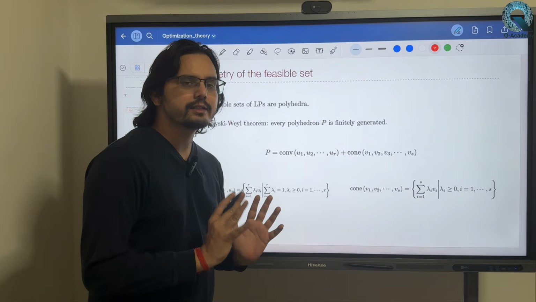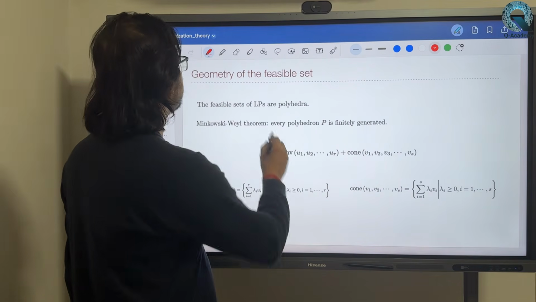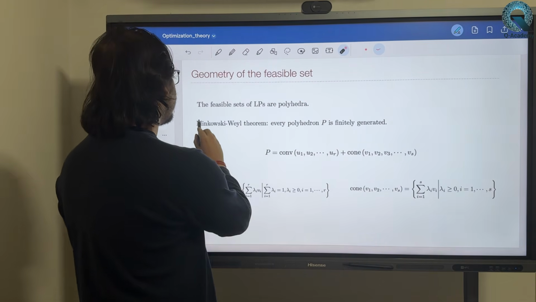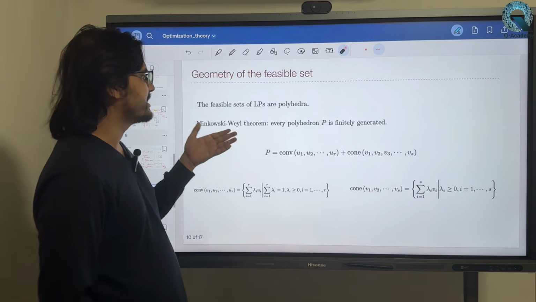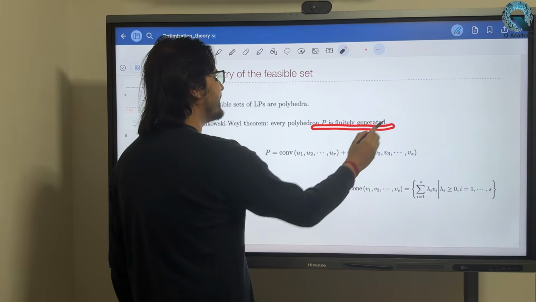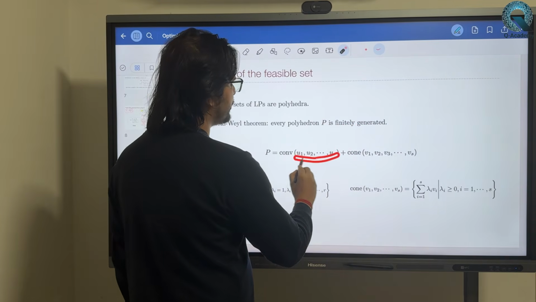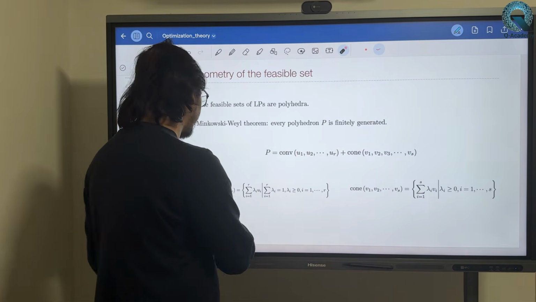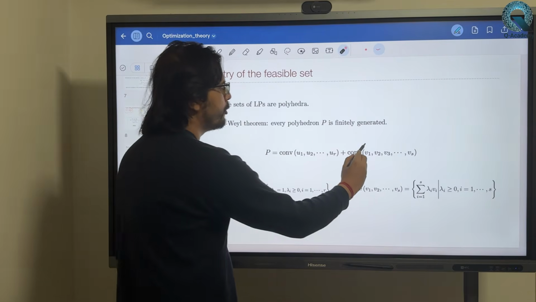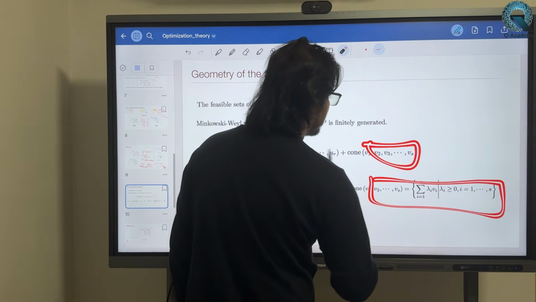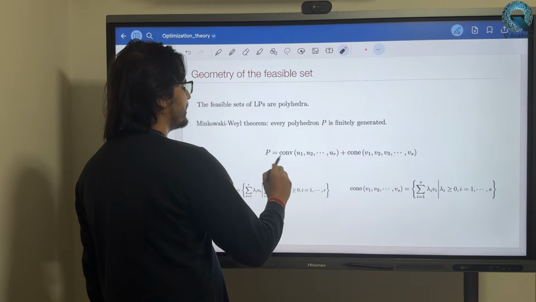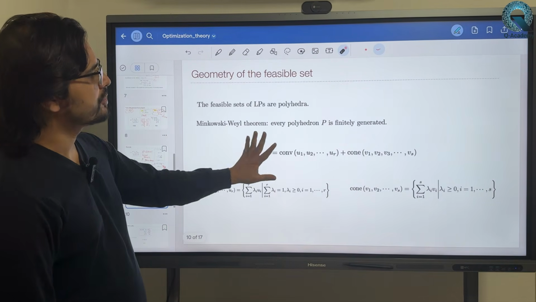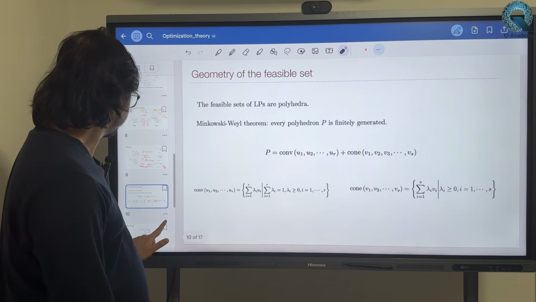Corresponding to this linear program, the feasible set is this thing called a polyhedron. And there's a very nice theorem called the Minkowski-Weyl theorem, which says that every polyhedron P is finitely generated. Basically, there's a bunch of points U1 to UR and V1 to Vs, and you take a convex hull of them, which is defined like this, and a conic hull of them, which is defined like this. You take the convex hull and conic hull, and that is enough to describe the feasible set of a linear program. So this is a good thing to keep in mind.